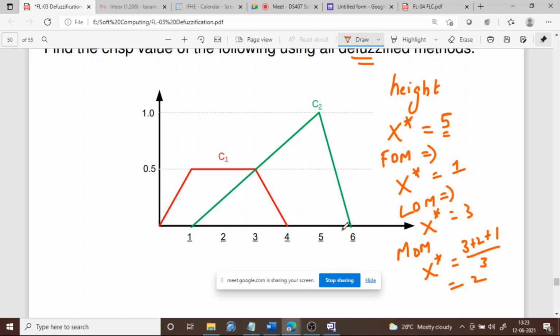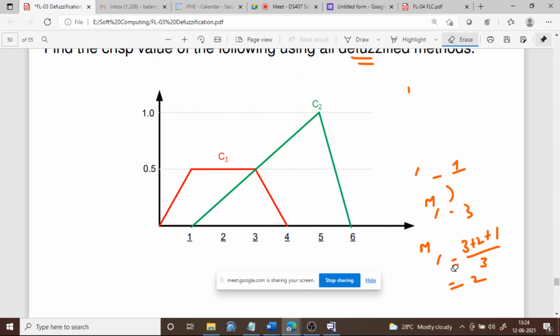Good. Okay, fine. How will you say, consider these two membership functions? Consider both the membership functions. Now how will you apply the center of gravity technique, COG? What are the steps involved to apply COG? What is the first step?